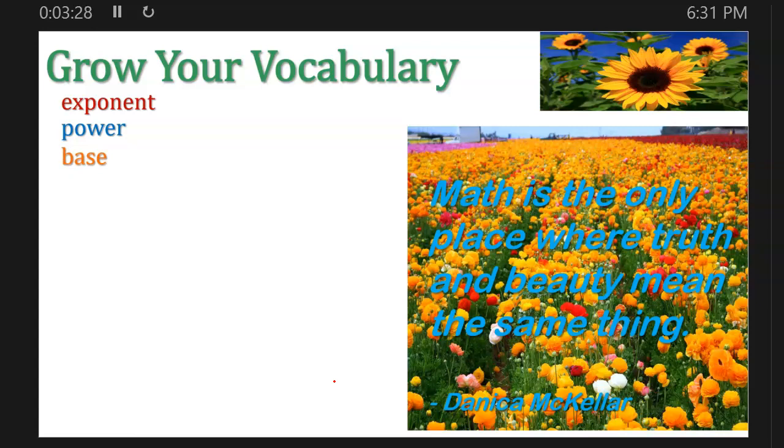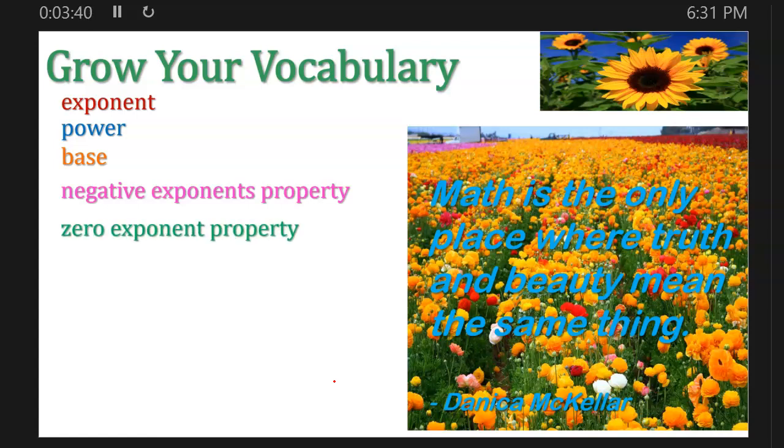A base is the number that the exponent is attached to, and then negative exponents property is what we're going to be discussing today, and that's how do we deal with negative exponents? How do we work with those?